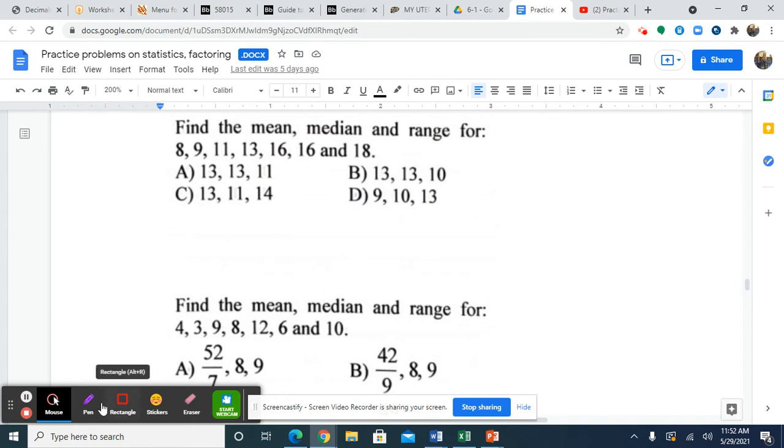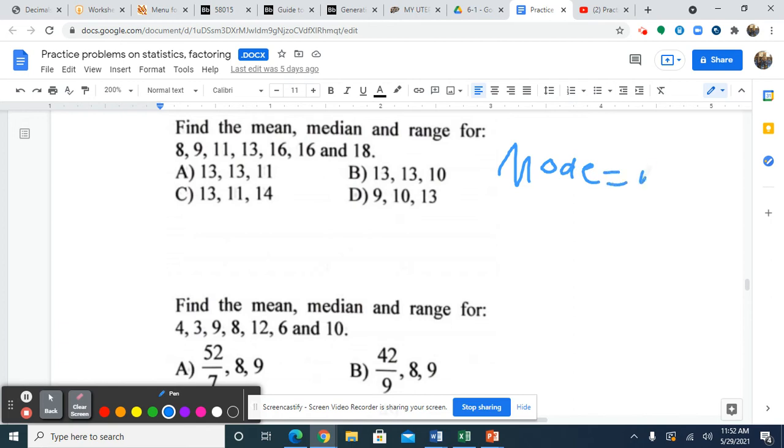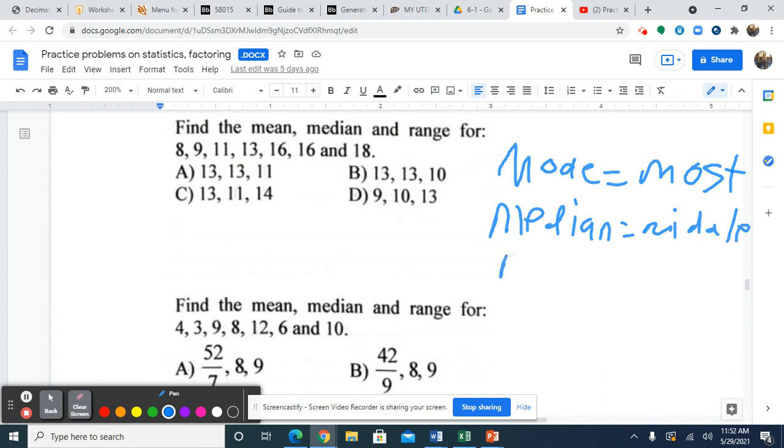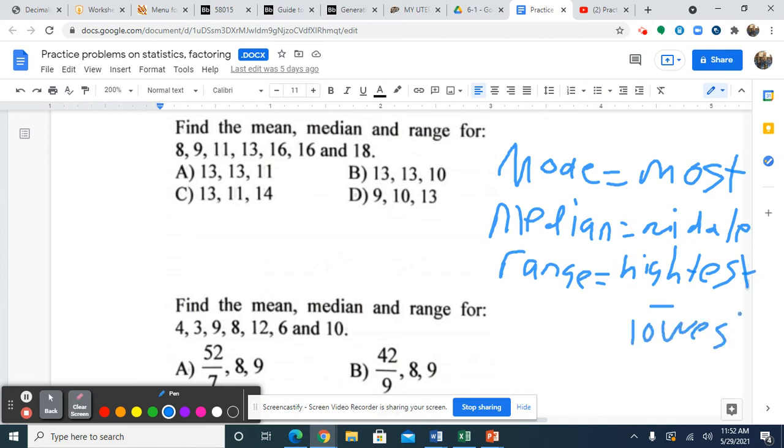Now let's go ahead and talk about the different statistics terms: mean, median, range, and mode. So when we're talking about mode, we're looking at the number that comes out the most. When we're talking about median, we're talking about the number in the middle. When we're talking about range, it's going to be highest number minus the lowest number. And then finally, the mean, which is just another word for the average.